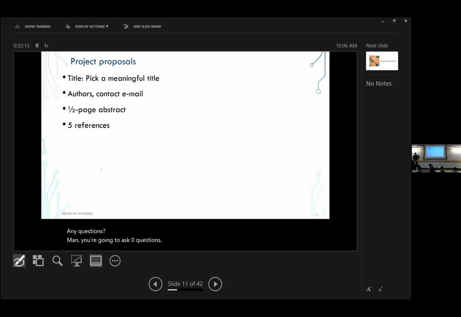When is this expected to be given? Next Thursday. It's not a lot. This much text, this is a page, this much text and 5 references. But the proposal has to be clear, right?